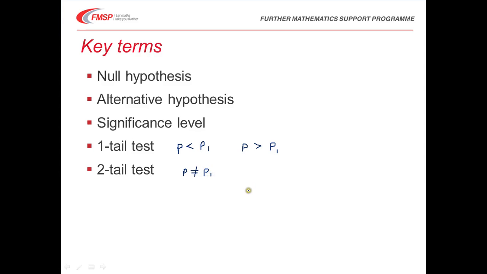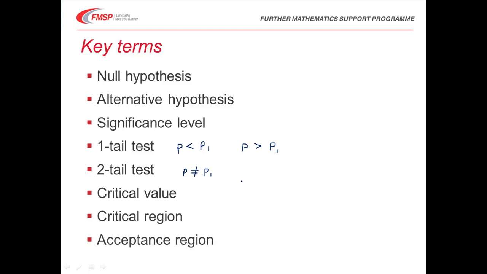And in that case, you need to halve the significance level when looking at the two tails. The critical value is the point at which you reject H0, and from that you get a critical region, which is the set of values for which you reject the null hypothesis. And conversely, the acceptance region is the set of values for which you accept the null hypothesis.